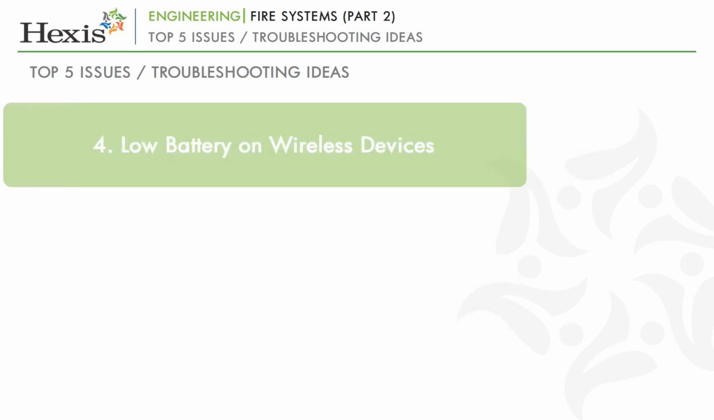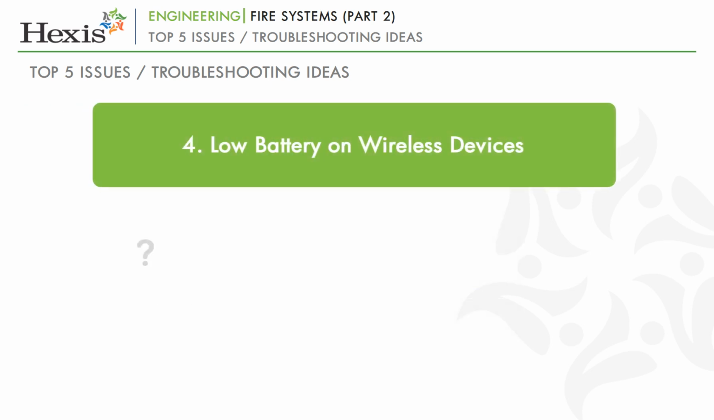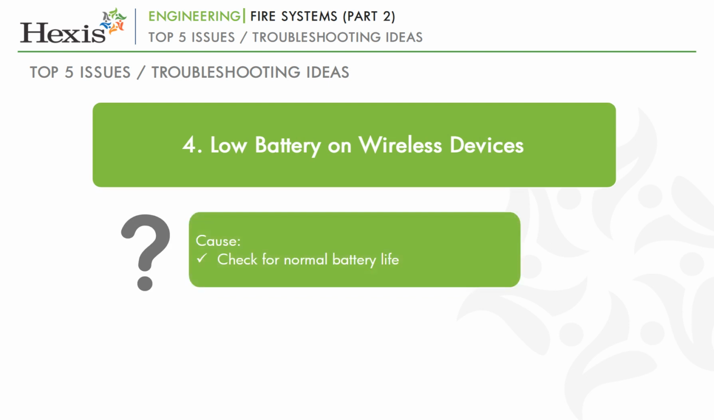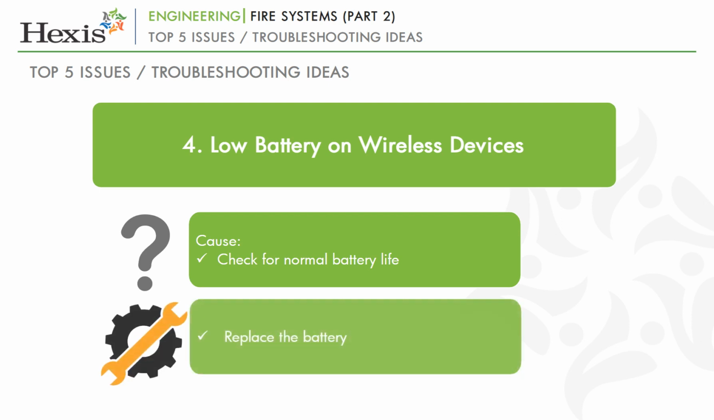Low battery on wireless devices. Cause: check for normal battery life of wireless devices. Normal battery life on a wireless device is 3 to 5 years. Troubleshoot idea: replace the battery in the device that has a low battery or schedule a service call to have a trained technician replace the battery. We highly recommend replacing all wireless device batteries when one is showing up as low.